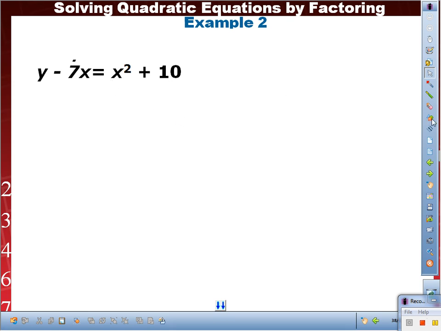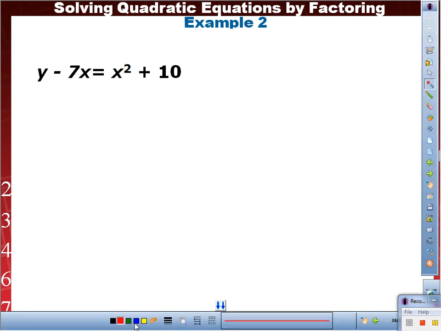Example 2. We have y minus 7x equals x squared plus 10. Copy that and go. Once again, you don't have to write the steps on the side, but see if you can do the entire process by memory. Ready? Go.